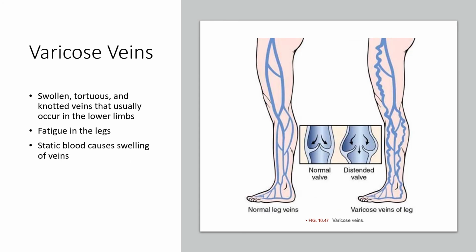Varicose veins are swollen, tortuous, and knotted veins that usually occur in the lower extremities. And the symptoms of varicose veins take a while to develop. They develop gradually. And one of the first things that the patient will complain of is this feeling of fatigue in the legs, which is followed by a continuous dull, achy pain. And they may also say that they're having leg cramps, and the leg cramps may be worse at nighttime.